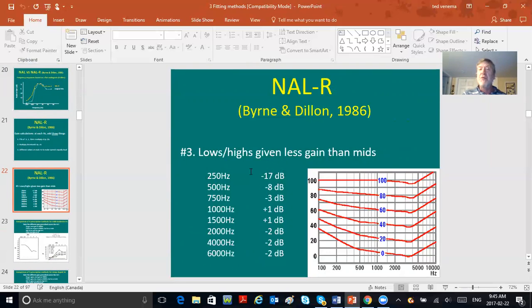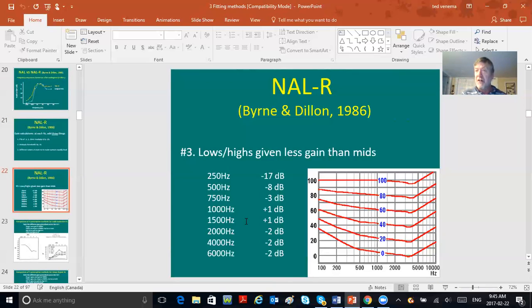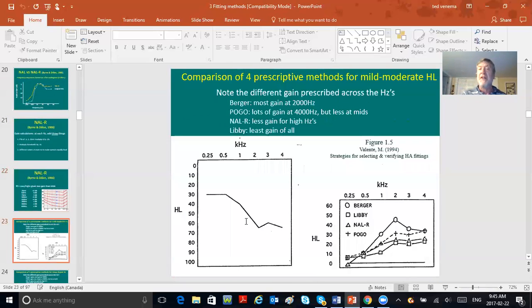Okay, so here you go. How much did you have to reduce the lows in order to make them sound equally loud as the high frequency consonants? What were the changes you needed to make across the frequencies of speech in order to make all adjacent speech frequencies sound equally loud? And this was the formula given by NAL. So to get the target for any particular hearing loss, NAL took 1 plus 2 plus 3, and that came up with the target. And that's how they calculated them.